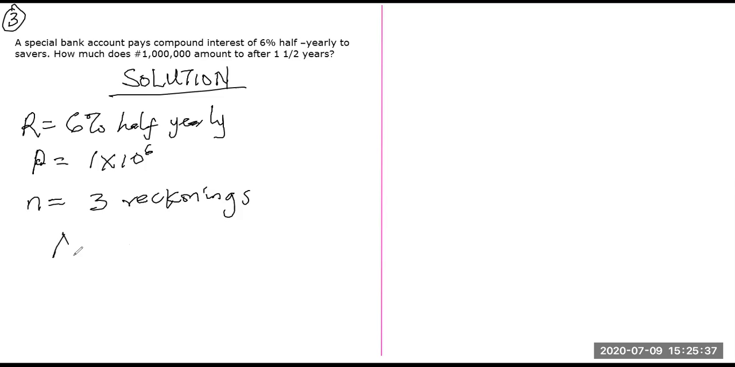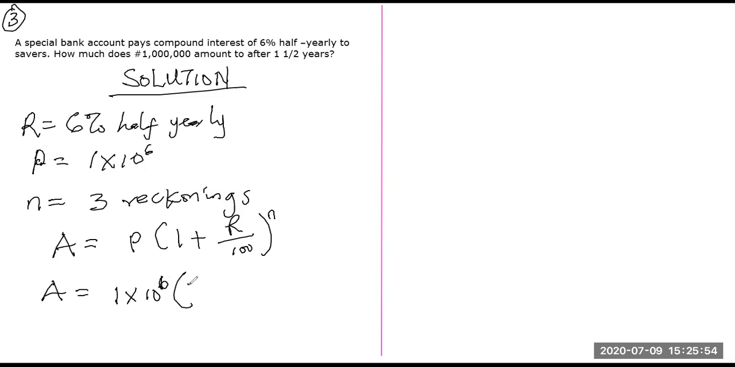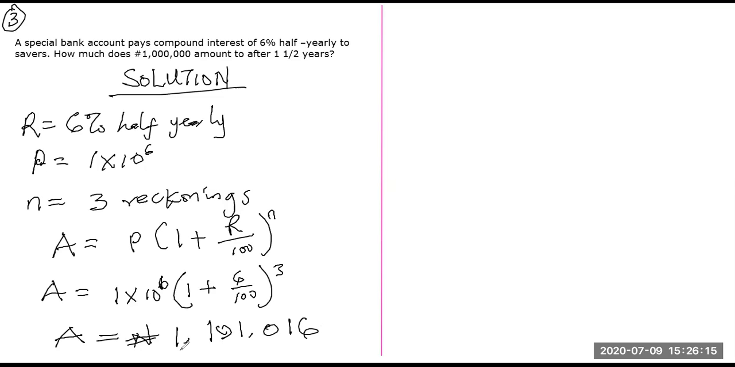So when I say that our A is equals to P into 1 plus R over 100 raised to the power N, all right, so our A is equals to 1 times 10 raised to the power 6. That gives us 1 million, into 1 plus our rate, which is 6 over 100, of course, raised to the power 3. Simplify this with your calculator. You are going to have 1,191,016 naira. So this is what you will end up having as the total amount.